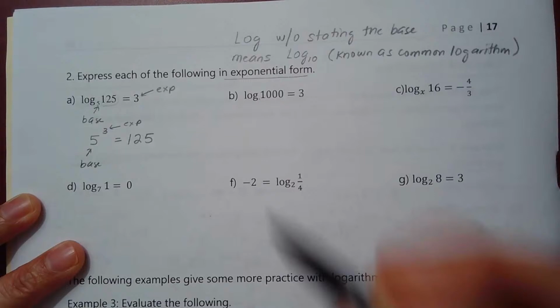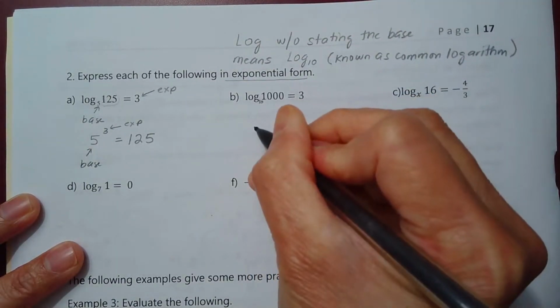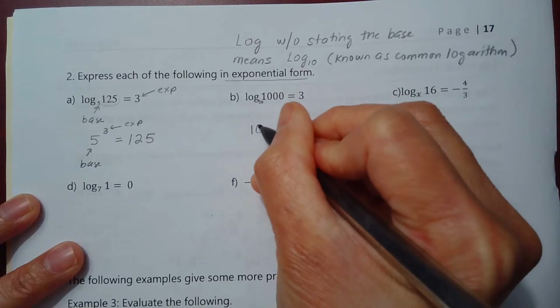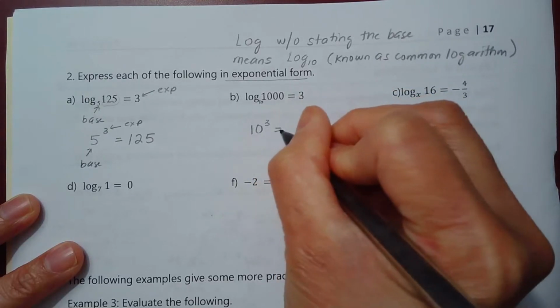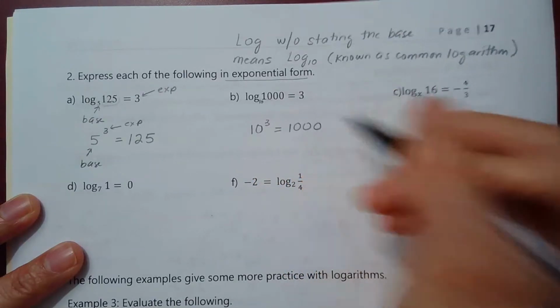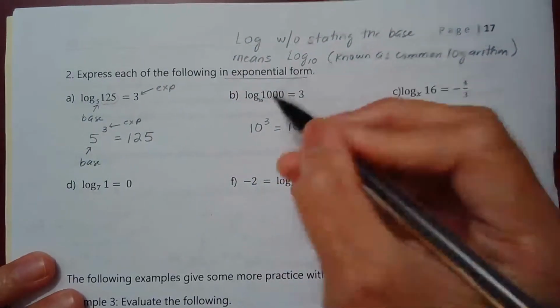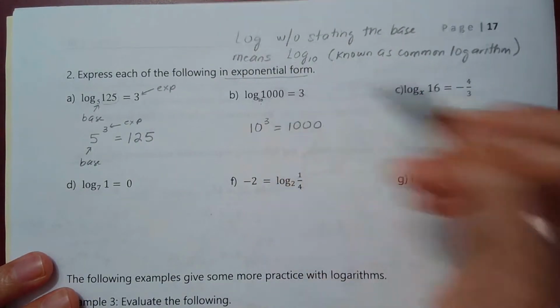Okay, so here the base is 10. So that means 10 to what exponent? Exponent 3 will get us what number? 1,000. Okay, so this is the base 10. That's the exponent. And then this is what it's going to equal to.